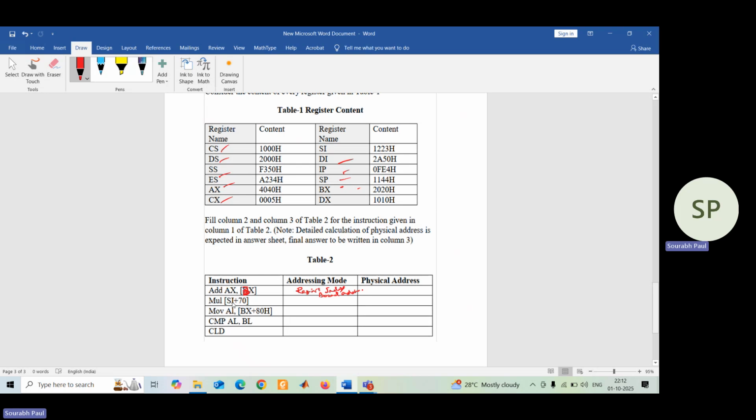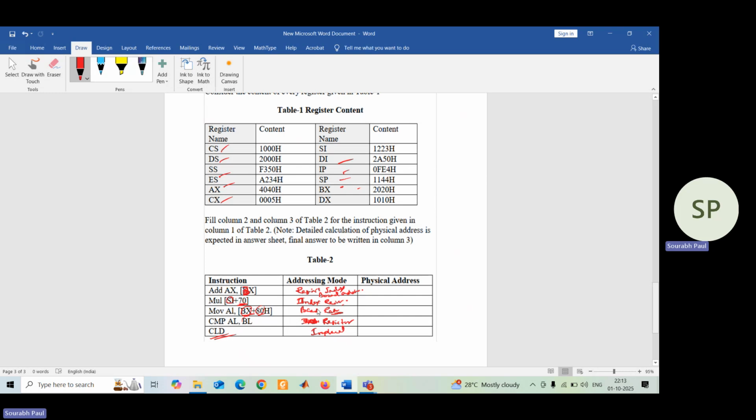Then MUL SI comma SI plus 70, that is index relative, because SI is the index register and the relative value is present. Then BX plus a value is base relative. Why base relative? BX is a base, and a numerical value is present, so the relative term comes. CMP AL comma BL is given through registers, so register addressing mode. CLD: no operand is present, so it is implied.